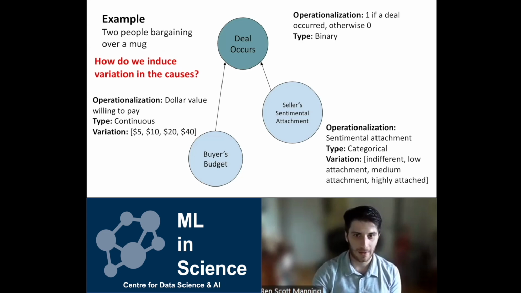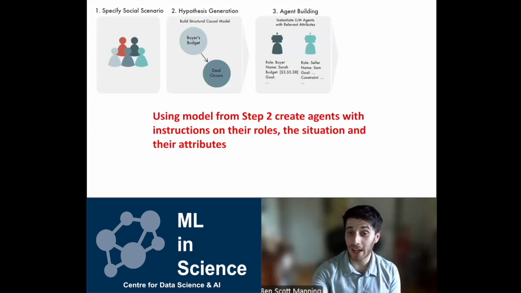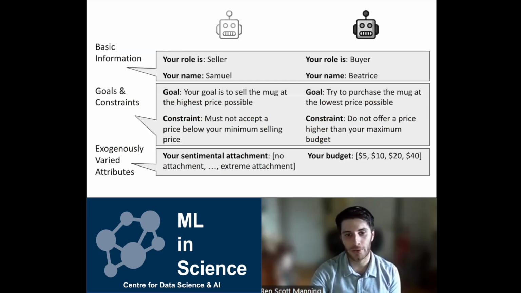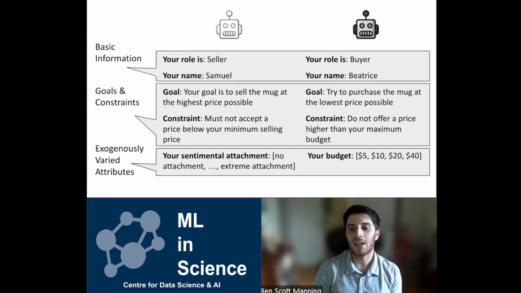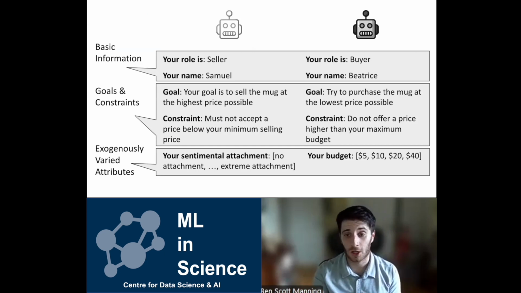Now, once the system has generated the hypothesis, it needs to generate agents like the ones I showed you earlier. These agents, they might have names, they might have goals, they could have anything you want. But the most important thing they need to have is they need to vary on the exogenous parameters of the structural causal model. So we see here, since we said that one of the hypotheses was that the buyer's budget would affect whether or not the deal occurs, that we want to vary the buyer's budget in different ways for different agents. And we have that here, the different possible variations.